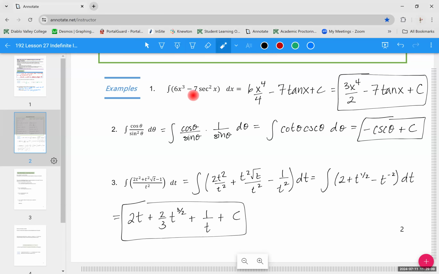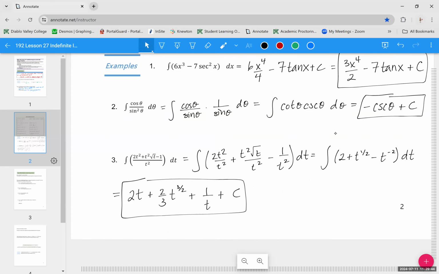Pretty straightforward on the first one. We're just going to use our power rule on the 6x cubed. And then the antiderivative of secant squared is tangent. Don't forget your plus c. And to simplify, I think we did some of these, like number 2 in lesson 23. I'm going to go ahead and break up the sine squared into sine times sine. So then with one cosine on the top, I have a cosine over sine times a 1 over sine. Convert that to cotangent cosecant, which is the antiderivative of negative cosecant.